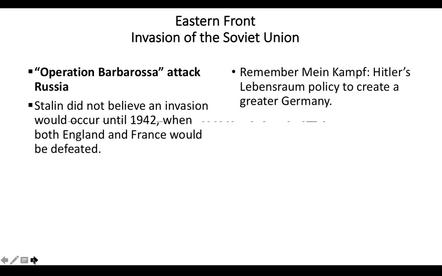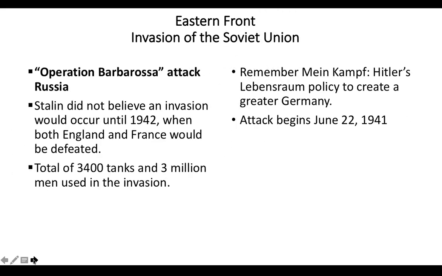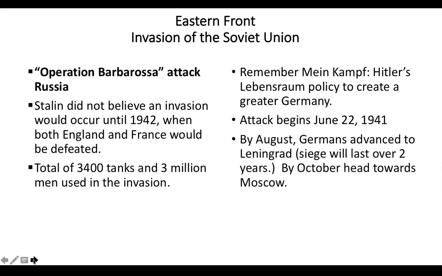And he'd already talked about this, as I said, in his book Mein Kampf, about how he wanted Lebensraum, living space. He begins the attack June 22nd, hoping that it will be done by the winter, and boy, was he wrong. So Operation Barbarossa is what he titles his attack. He's got about 3,400 tanks, about 3 million men, and he thinks he's going to be able to do it easily since he's been able to take over the rest of Europe without a problem.